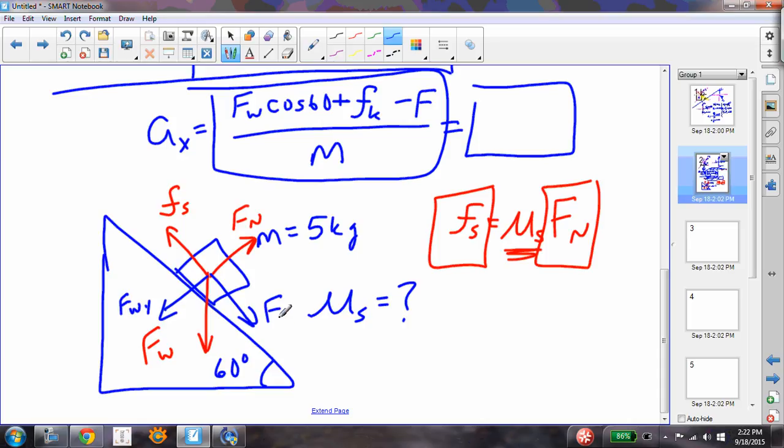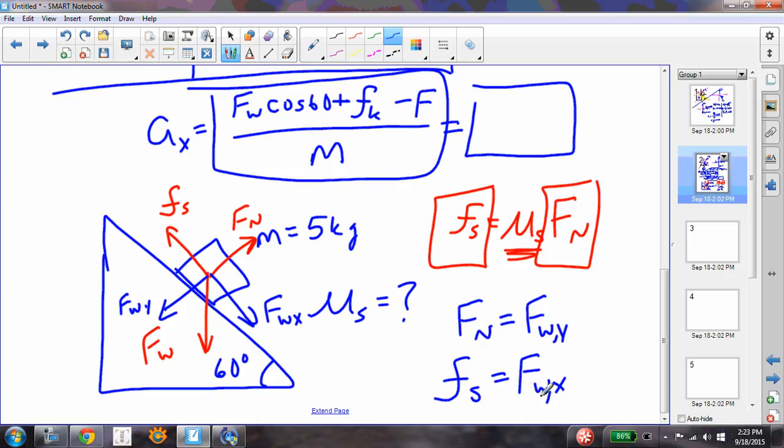Here's Fwx, that's Fw cosine of 30. I know that the normal force is equal to Fwy, the y component of that weight. Further, I know that the static frictional force is equal to Fwx, the x component of the weight. So I can just take the ratio of those. I can say Fs over Fn, and that's going to give me my mu.